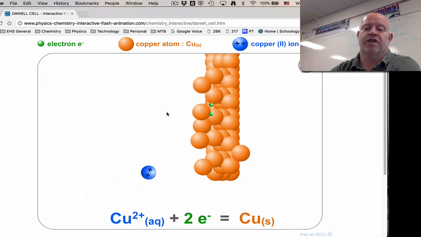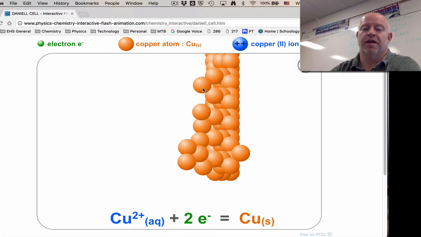What happens is over time, we are building more copper onto our cathode over here, which is gaining these electrons, and we are getting more copper on here. So on this side of the voltaic cell, we have reduction. Copper ions gain 2 electrons to become solid.